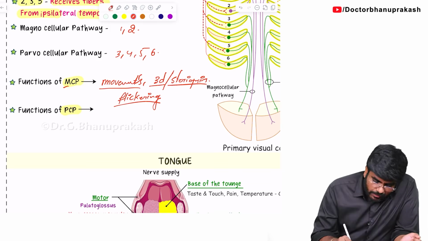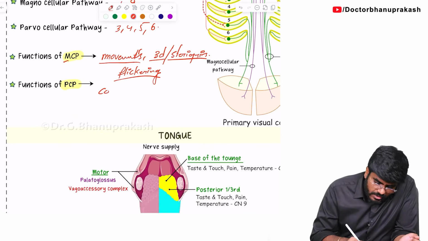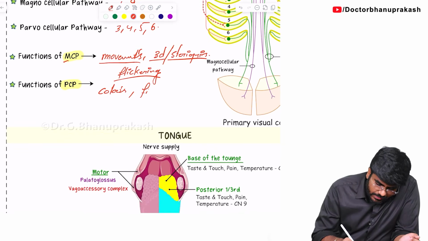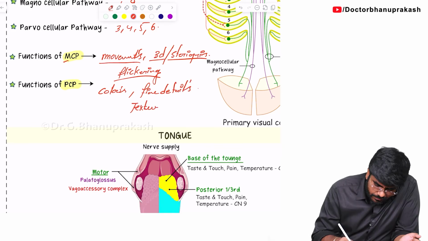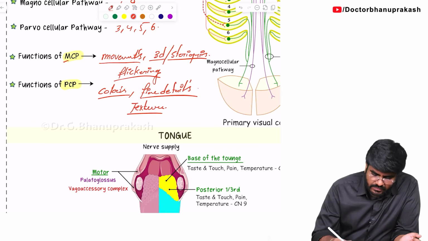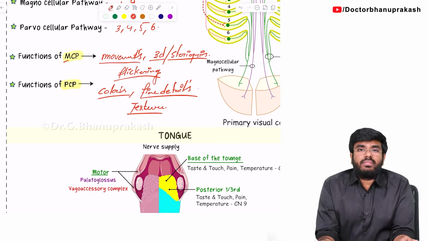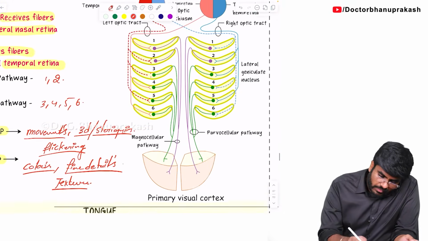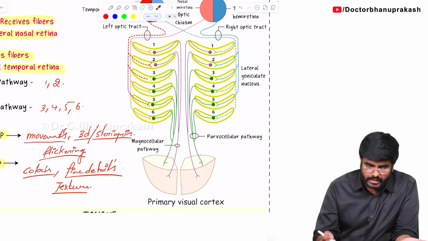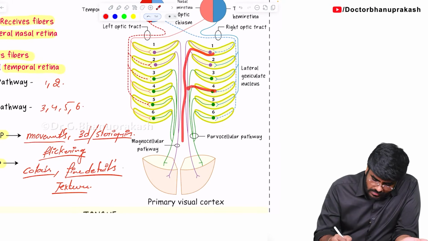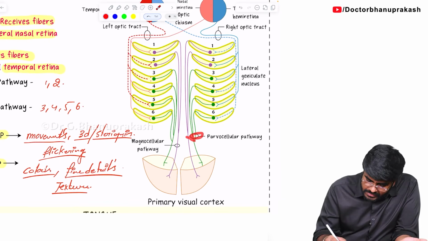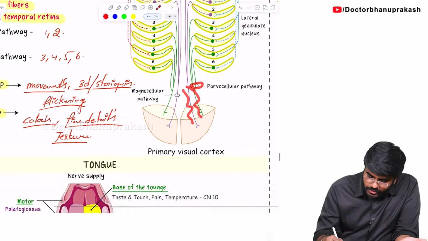And what about the parvocellular pathway? The parvocellular pathway carries the information about color vision, colors, fine details, texture. So this information goes via the parvocellular pathway. Via the magnocellular and parvocellular pathways, which are nothing but the geniculocalcarine tract, they finally take this information to the calcarine sulcus.